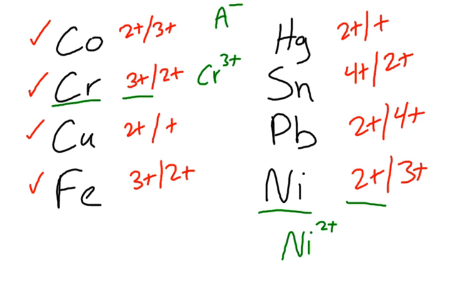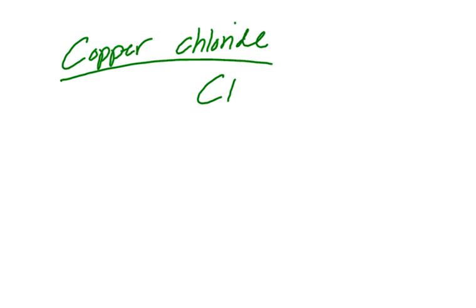Now, when it comes to naming them, you have to identify which charge is being used in that particular compound. So, for example, I will show you 2 examples of copper chloride, copper being this guy right here. I know copper chloride is going to have a chloride ion, which is Cl-.